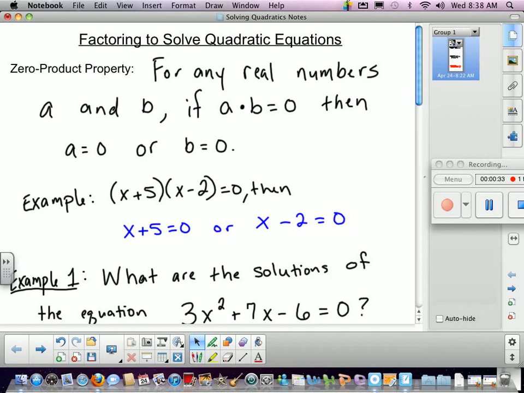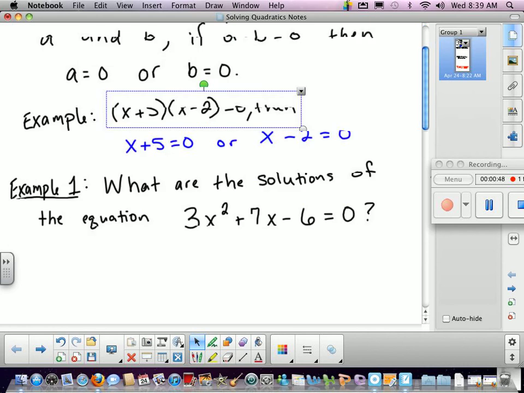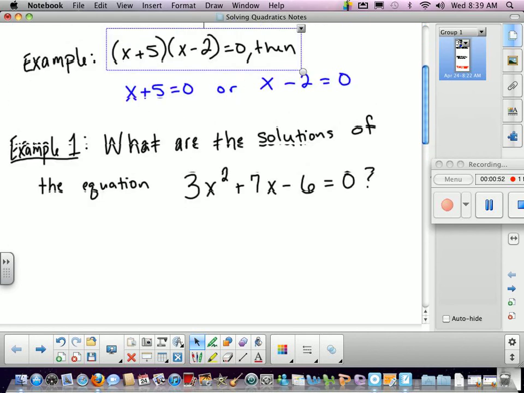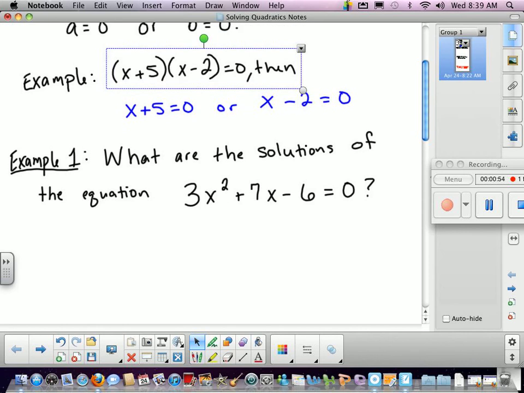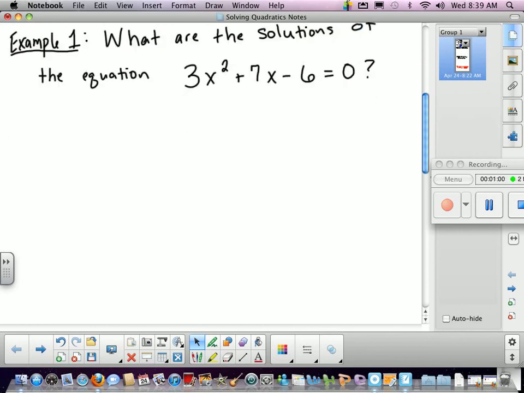In this example, we're just illustrating the zero product property. If x plus 5 times x minus 2 equals 0, then either x plus 5 has to equal 0 or x minus 2 has to equal 0. Looking at the first example: what are the solutions of the equation 3x squared plus 7x minus 6 equals 0? We're going to start out by factoring.